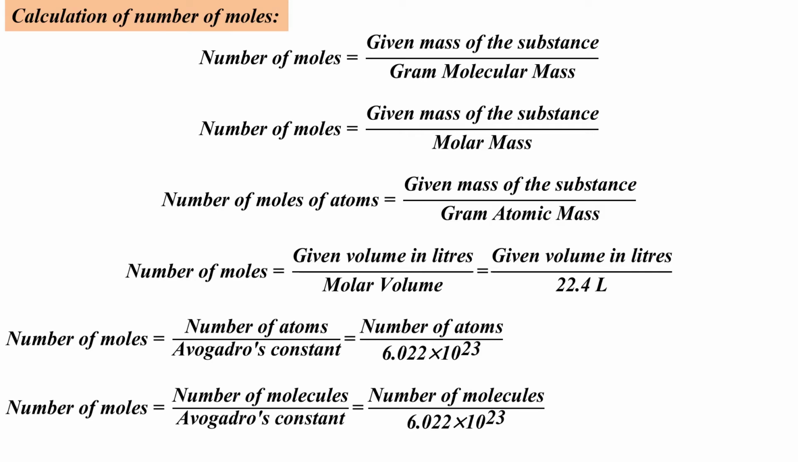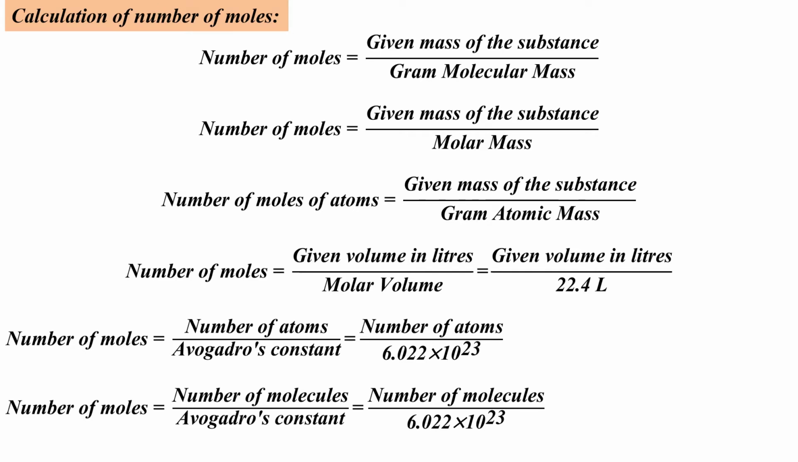So you may use any of these formulas to find out the number of moles of a substance which is a molecule. Now, if the substance is an element, you may use the following formula. Number of moles of atoms equals given mass of the substance divided by gram atomic mass. Your substance is an element. It will contain atoms. It is not a molecule. So you must use this formula to find out the number of moles present in an element.